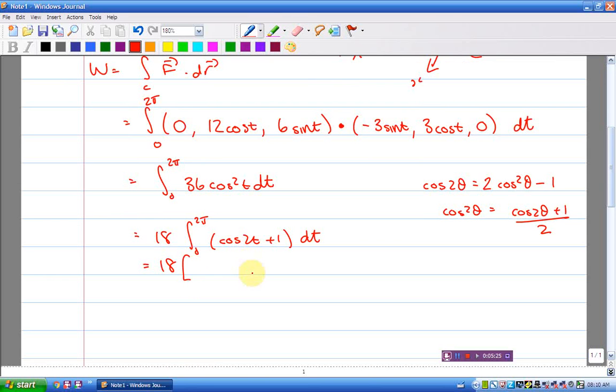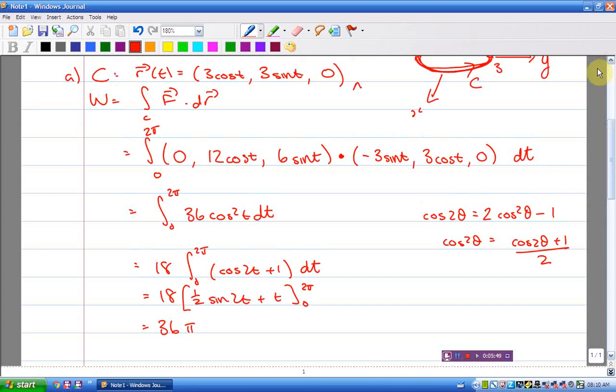Okay, so I asked myself, what did I differentiate to get cos 2t? And the answer would be 1/2 sin 2t, plus t, from 0 to 2 pi. Of the 4 resulting terms that I'll get from that square bracket, only one of them is non-zero: 2 pi, so 36 pi. Okay, so that was not a hard calculation.